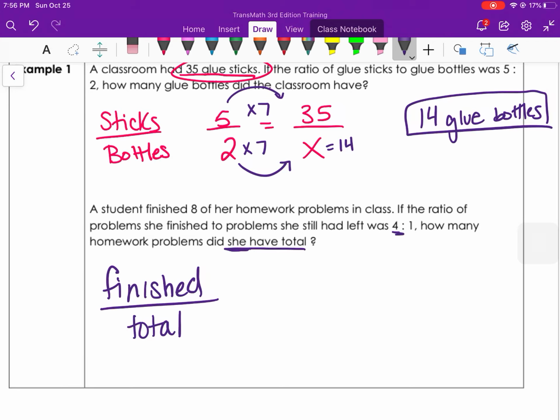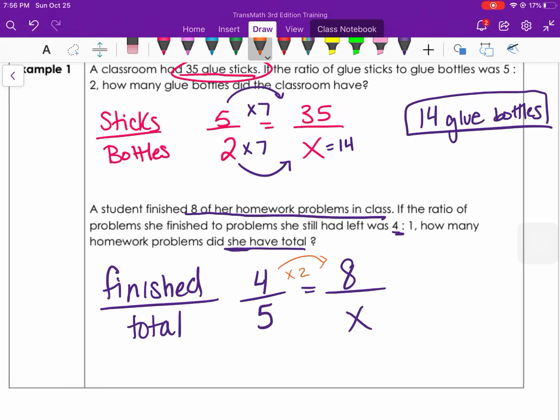She finishes 4 and then has 1 left. So she finishes 4 out of a total of 5, because if she has 1 left, that means she had 5 total. If she finished 8 of her homework problems in class, how many did she have total? So 8 over x. I can solve this using the horizontal strategy again. 4 times 2 is 8, and 5 times 2 gives me 10, which means that she had 10 total problems.